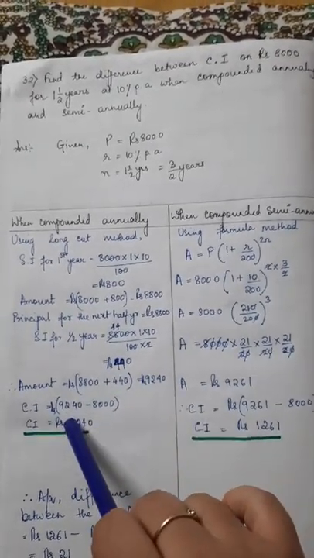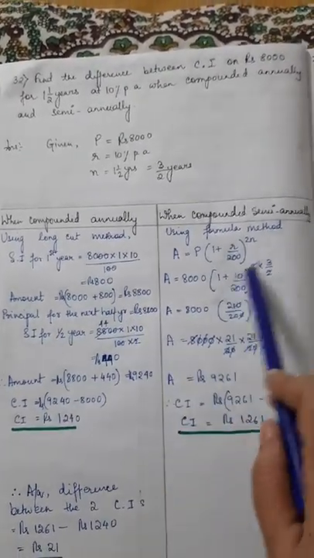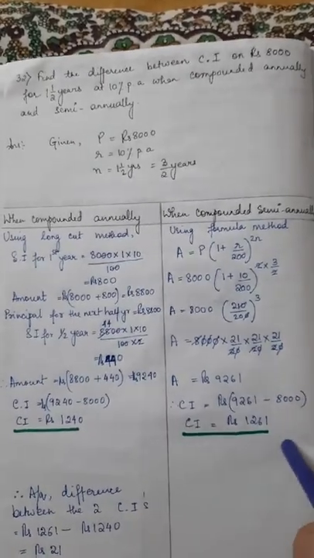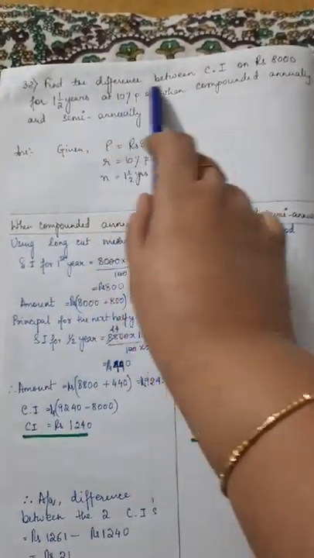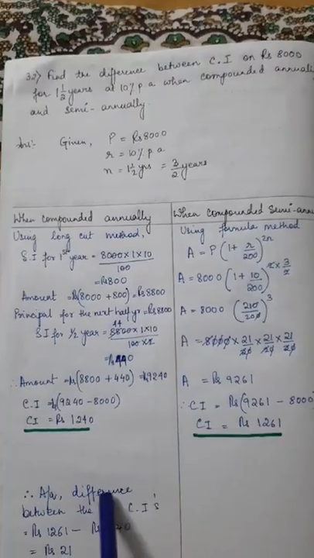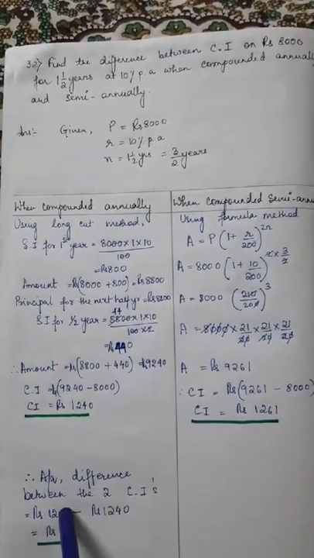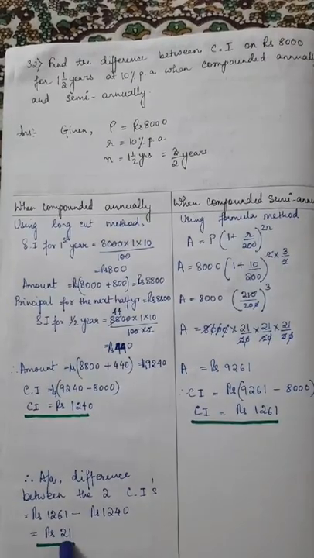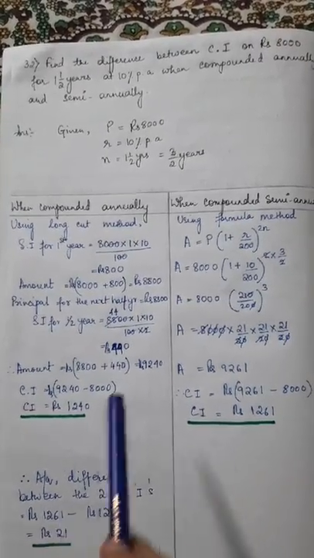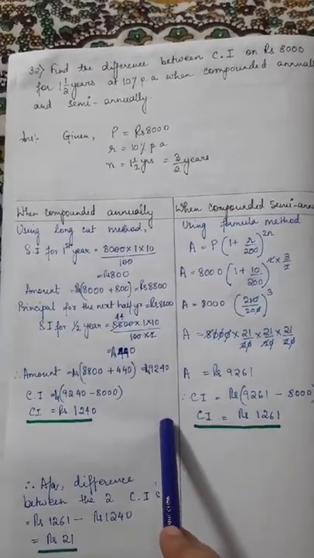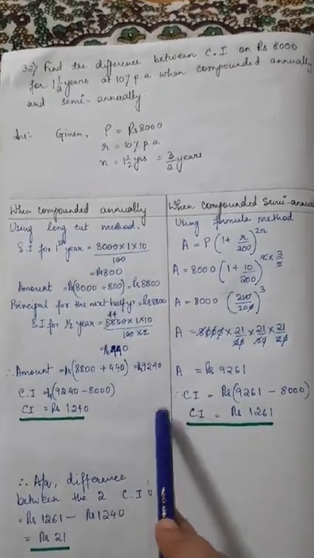Now CI is 1240 when compounded annually, and when compounded semi-annually, CI is 1261. So according to the question, you have to find the difference between the CI. So the difference between the two CI will be the greater one minus the smaller one. So 1261 minus 1240 is rupees 21. Go through the question again and see if you find any doubt.